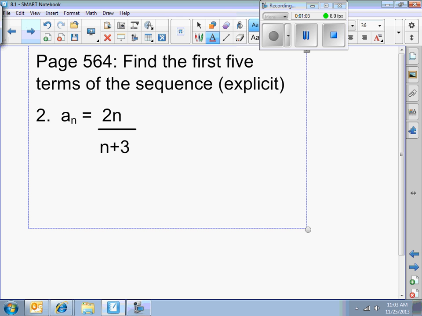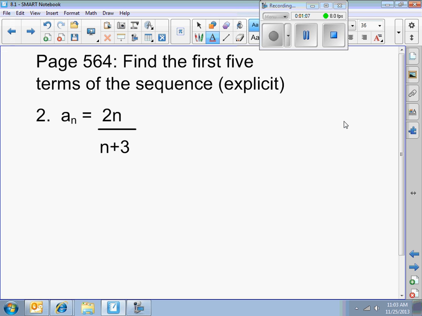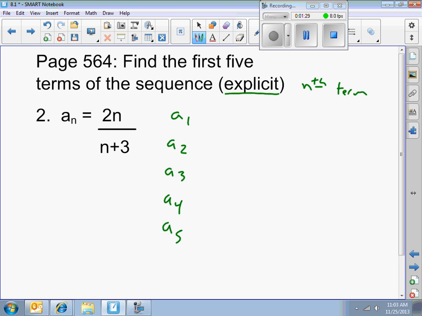So page 564 is where the homework is out of, and it says things like find the first 5 terms of a sequence when given a formula. We call this formula an explicit formula, and it's based on the nth term. So for the first 5, I'm looking for a sub 1, a sub 2, a sub 3, a sub 4, and a sub 5. That would be the first 5 terms.